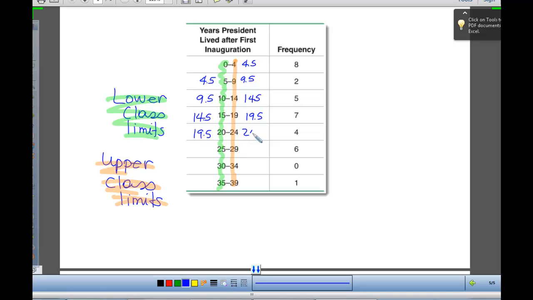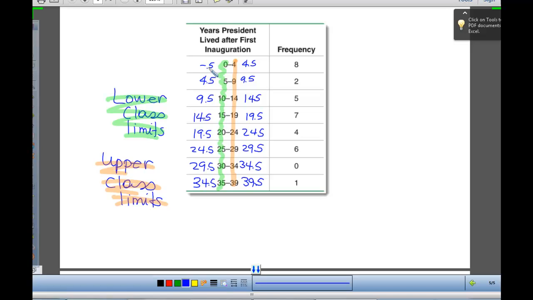19.5 to 24.5, 24.5 to 29.5, 29.5 to 34.5, and then 34.5 to 39.5. Technically, we'd have to say minus 0.5. Okay, we'll talk about that in a minute.